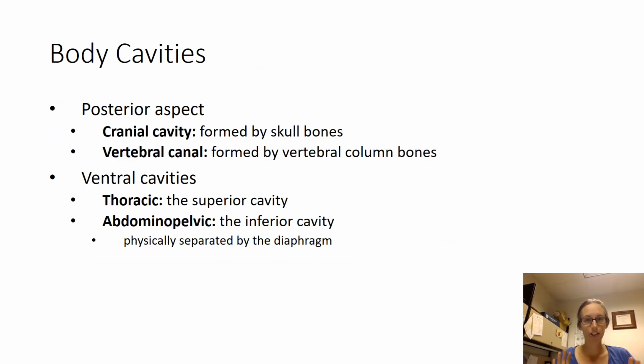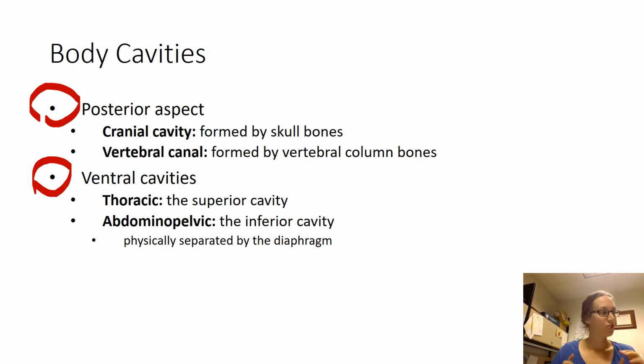Body cavities are going to refer to areas of the body now that house different organs and systems. Okay, and so this is for all those internal organs. Now, there's two main divisions that we have. So the first one is going to be the posterior, and then the second is the ventral. So posterior means this is now going to be on the backside. Ventral means towards the front.